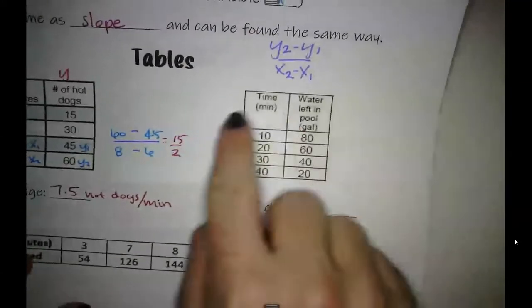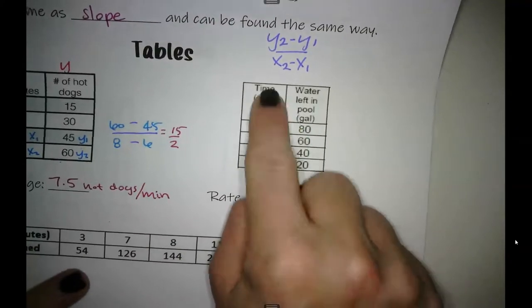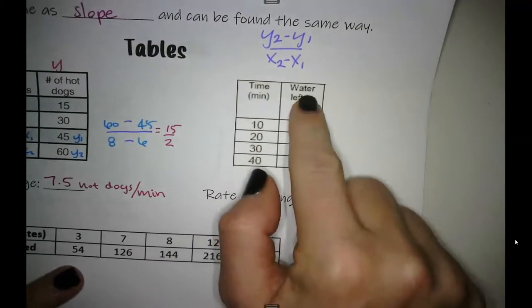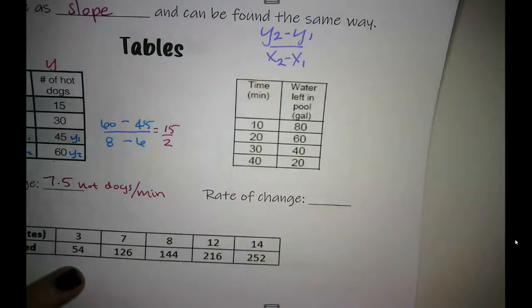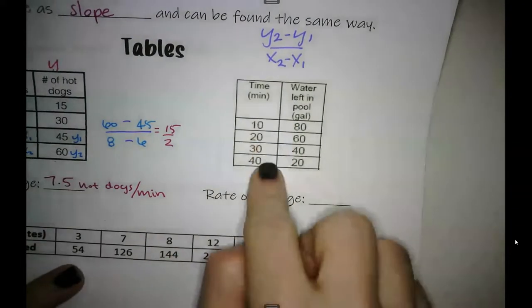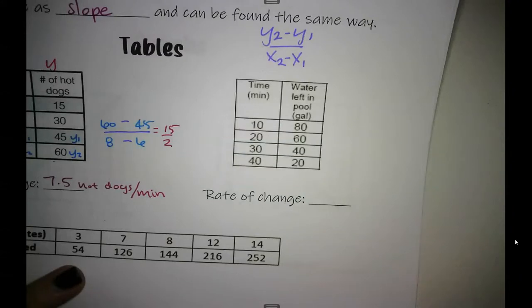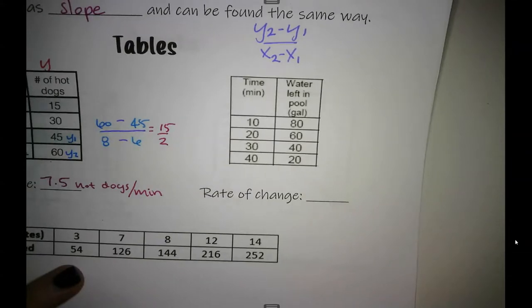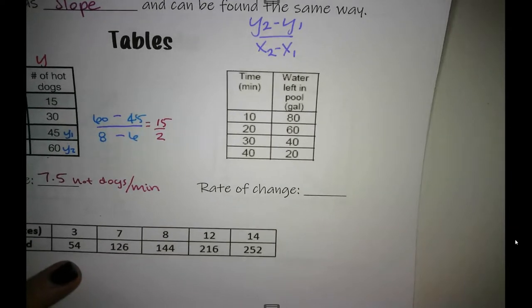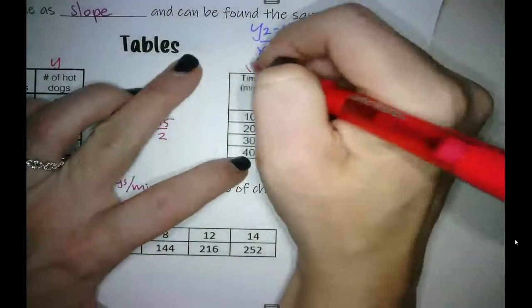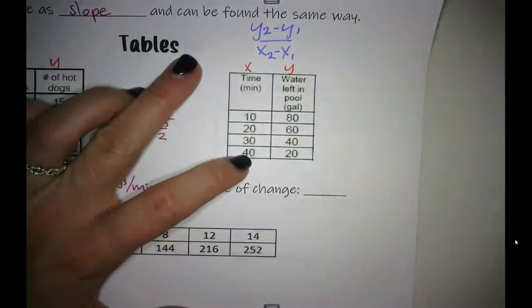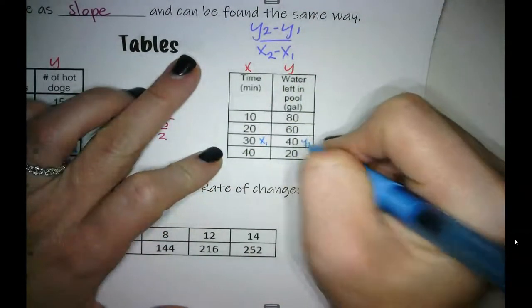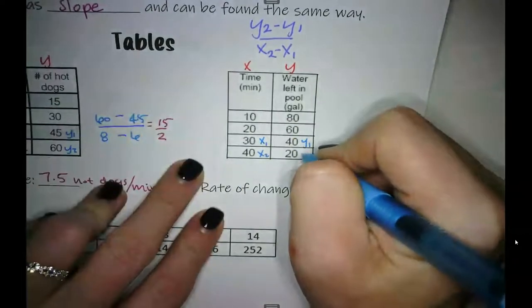Let's look at another example. So we are looking at time in minutes and water left in the pool. So we can see that as the time increases, the water in the pool is decreasing. So we want to know what's our rate of change, how fast is that water, in gallons, leaving our pool per minute. Okay, so same thing that we did before. This would be my x's and this would be my y's. So x1, y1, x2, y2.